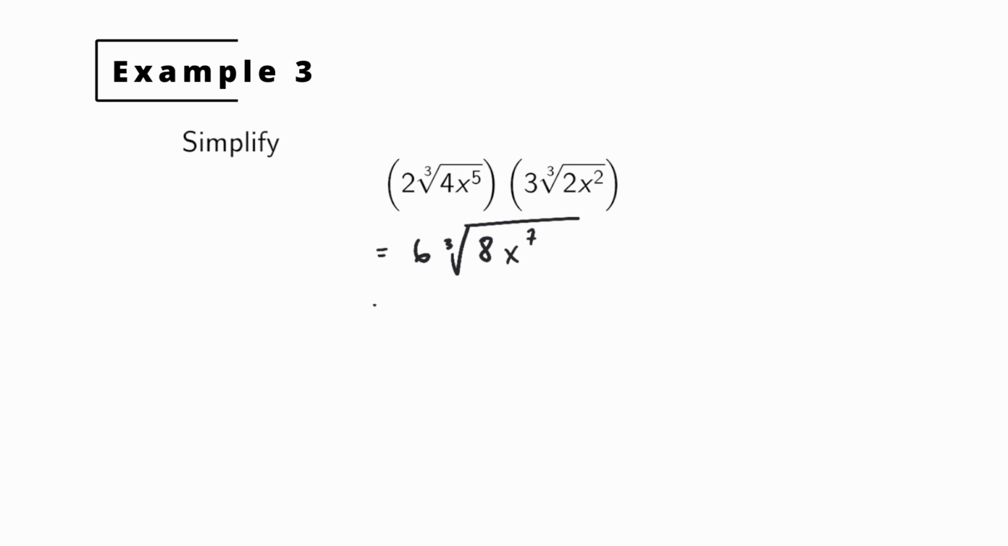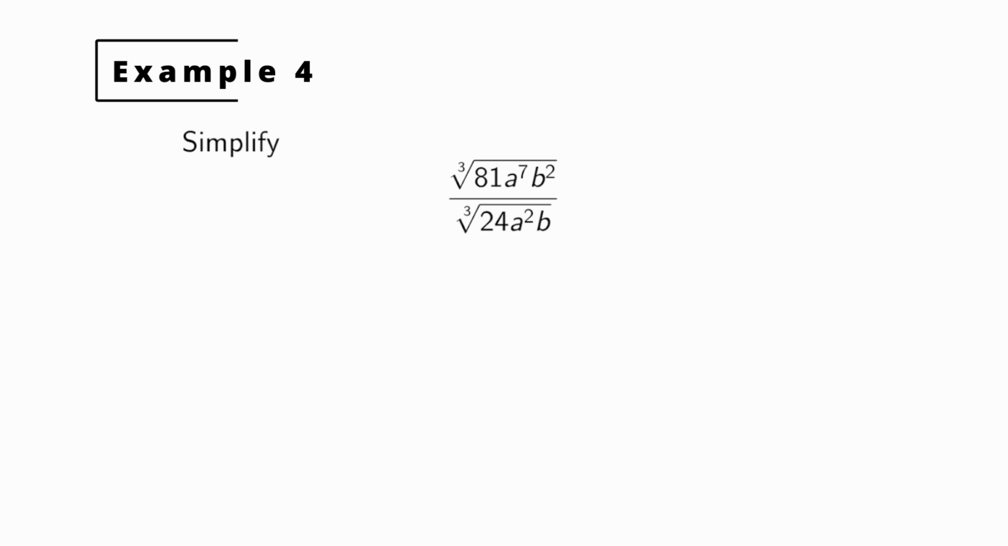So we can rewrite this as 6 times the cube root. We want to rewrite the interior factors as perfect cubes. So 8 is actually 2 cubed. And then x to the 7th, I can write as x to the 6th times x. X to the 6th is a perfect cube. It's x squared cubed. Finally, we finish simplifying. We'll have 6 times 2 is 12. We pull out that 2 cubed, and it comes out as a 2. And then we'll have x squared times the cube root of x.